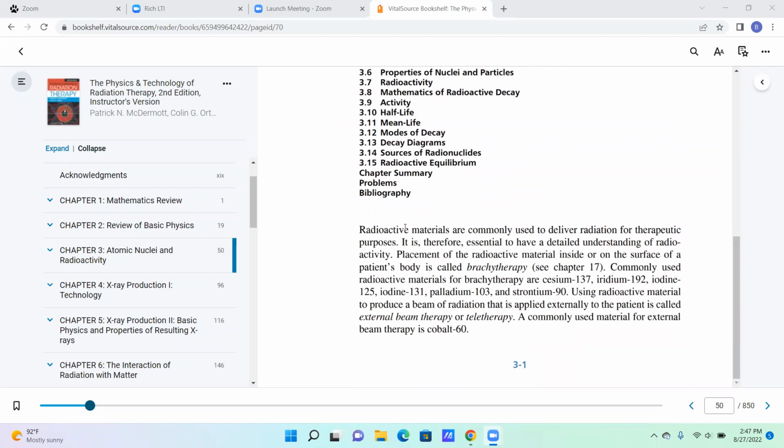Radioactive materials are commonly used to deliver radiation for therapeutic purposes. It's essential to have a detailed understanding of radioactivity. If you place radioactive material inside or on the surface of the body, it's considered to be brachytherapy. If we use radioactive material to produce a beam of radiation that's applied externally to the patient, that is called external beam therapy or teletherapy.